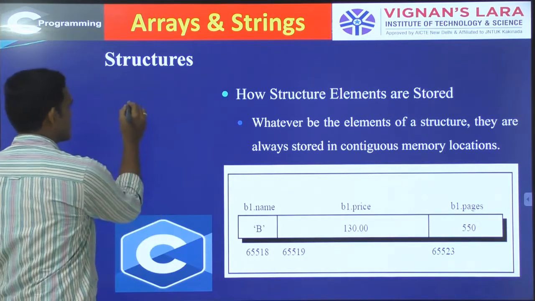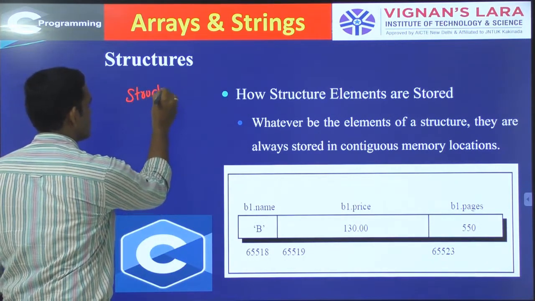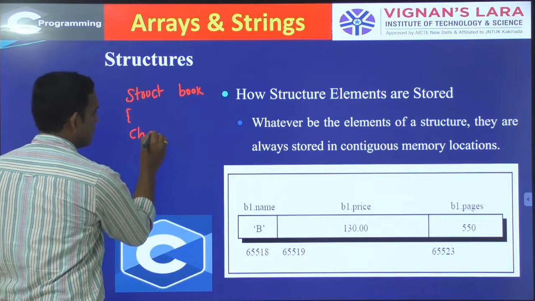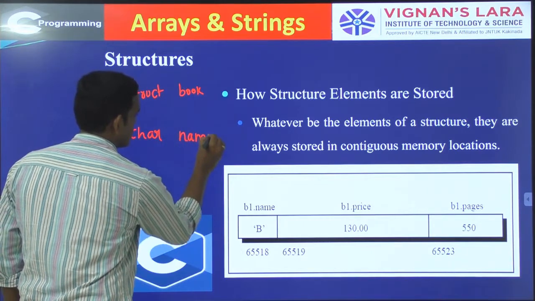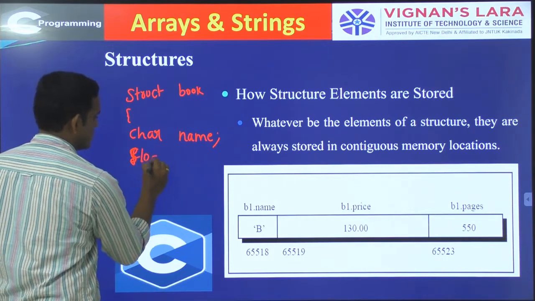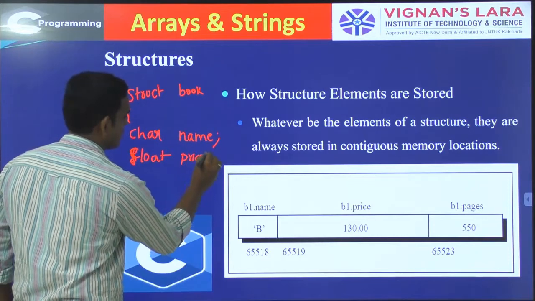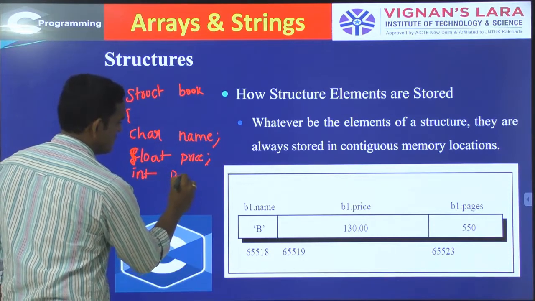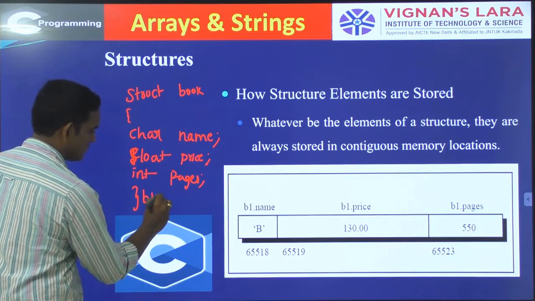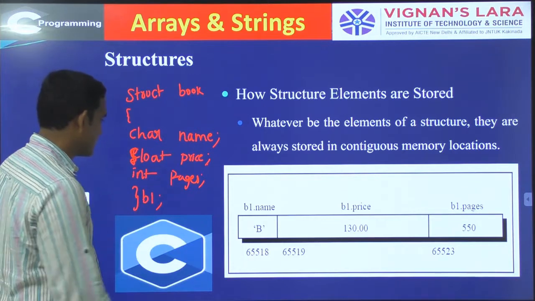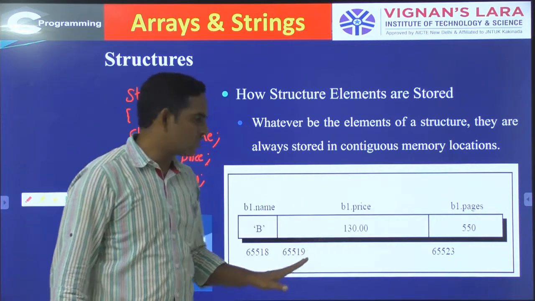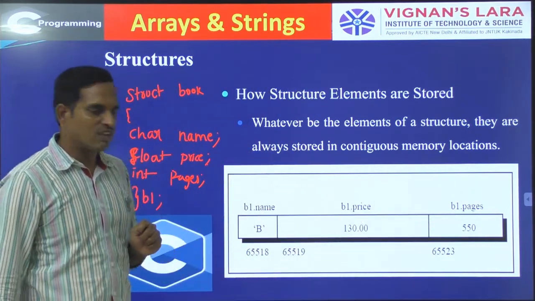So when you are having your structure, struct book, we will be having char name, then I am having float price, int pages. This is the structure declaration you are having, and I am creating one variable b1. Now after creating variables, you can assign the values: b1.name is equal to b, b1.price is equal to 130, b1.pages is equal to 550.